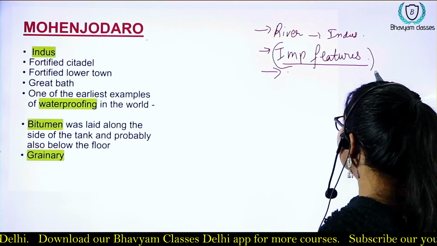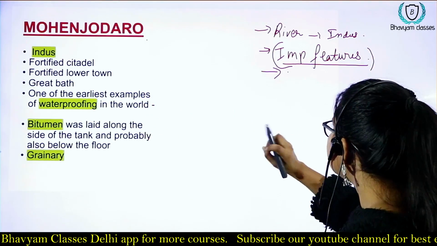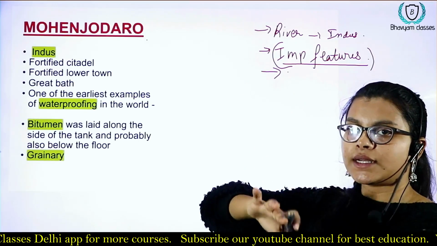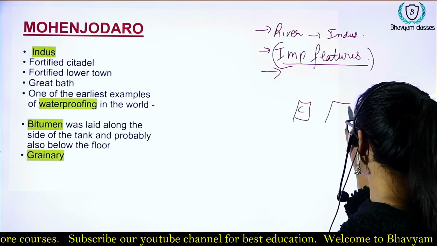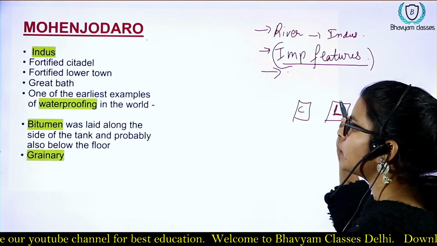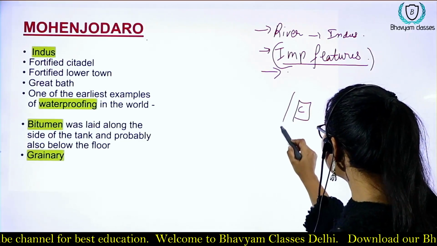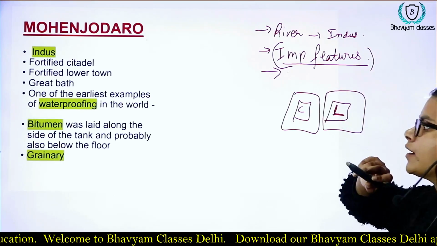So, the important features. When we come to Mohenjo-daro, we see the general features were the citadel and the lower town. Fine. So, it had the citadel, it had the lower town. This is your lower town. The citadel was also fortified and the lower town was also fortified.